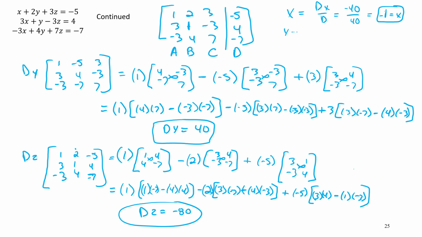For y, we found that we would do d of y over d, and the d of y we found was 40. So 40 over 40, and y would equal 1. For z, we found that d of z over d, and d of z was equal to -80, and the determinant was 40, and so z would equal -2.